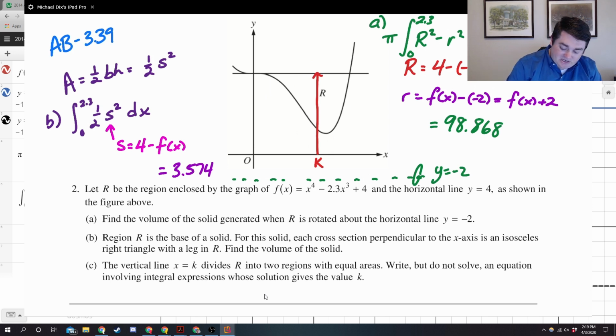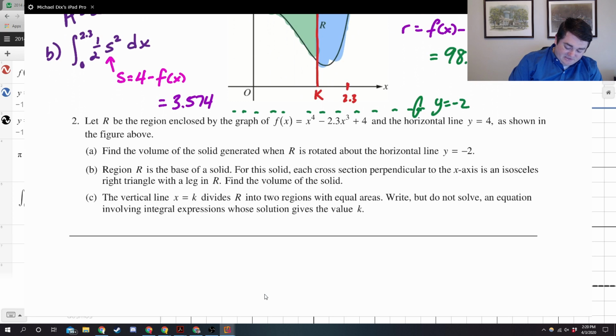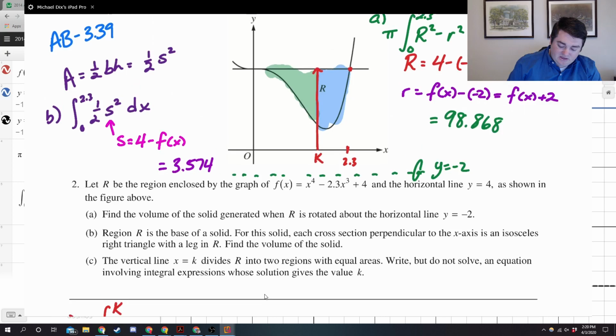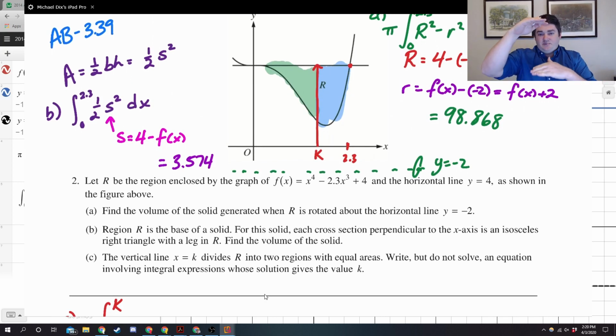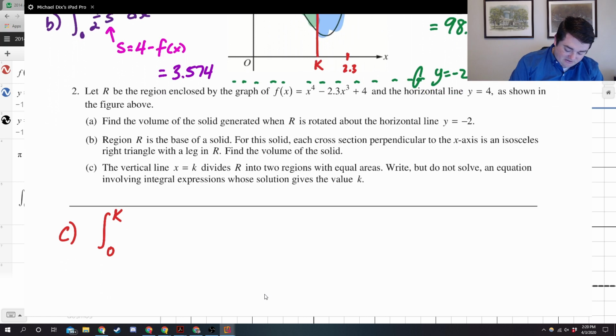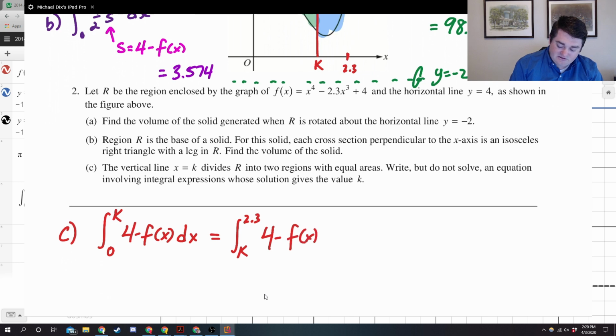So basically what we're saying here is that the area from 0 to k has to be equal to the area from k to this other intersection point here, which we know is 2.3. So what I'm going to write is the integral from 0 to k of, how do you find the area between two curves? You do top curve minus bottom curve. So 4 minus f of x has to be equal to the integral from k to 2.3 of 4 minus f of x.